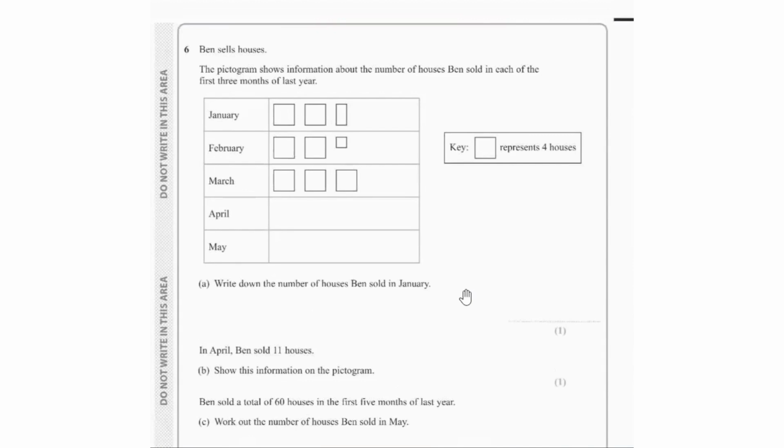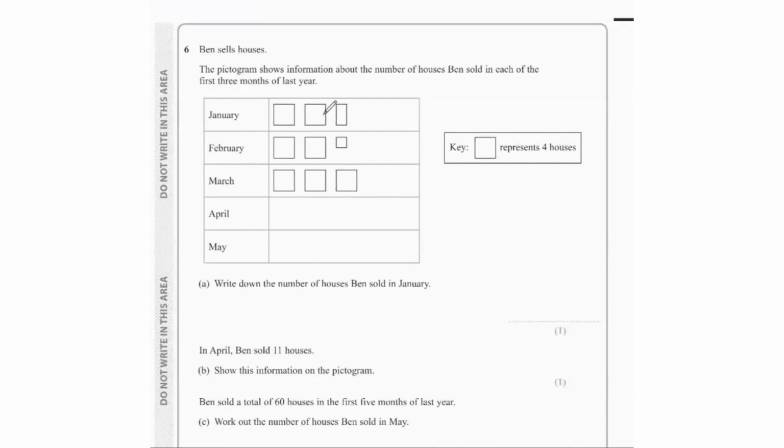Question 6 says, Ben sells houses. The pictogram shows information about the number of houses Ben sold in each of the first 3 months of last year. So we have 1, 2, 3, 4, 5 months. And the key says that one complete square, the box, represents 4 houses. Write in the number of houses Ben sold in January.